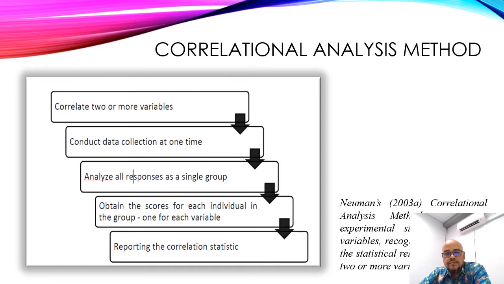We opt for the correlational analysis method for our study here. These are the steps involved in the correlational analysis method. We adapt from Newman's correlational analysis method, which is a non-experimental study to measure variables and to recognize and assess the statistical relationship between two or more variables.